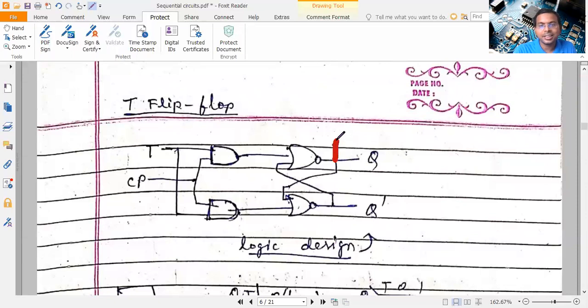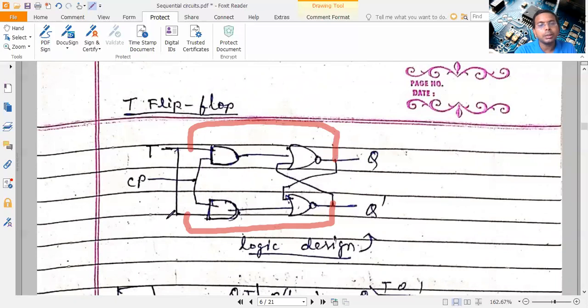So there is some correction in the circuit. There is feedback, like a JK flip-flop type of thing, that must be corrected in all the PDFs. I'll do it and resend you the PDF. So this feedback is here. So it is like JK.